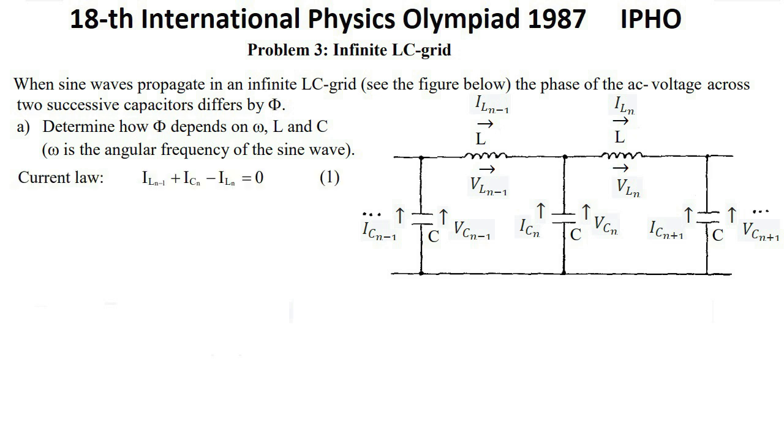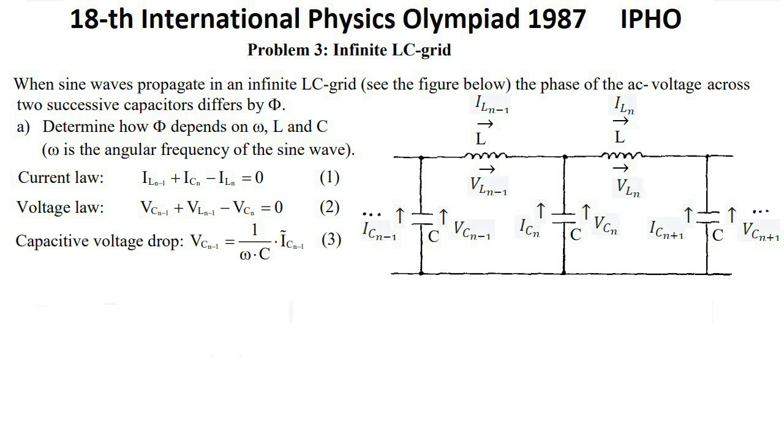According to Kirchhoff's current law we have equations 1. According to Kirchhoff's voltage law we have equations 2. Capacitive voltage drops are in equations 3. Note, in equations 3 I tilde is used instead of I because the current leads the voltage by 90 degrees.